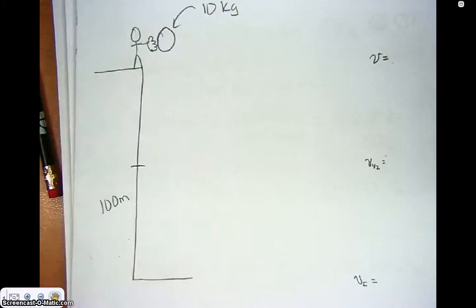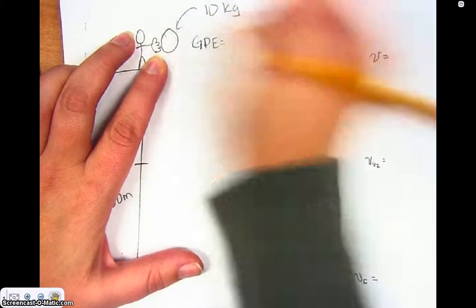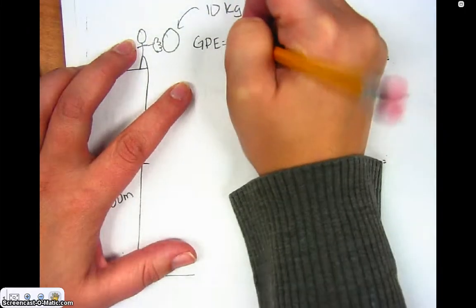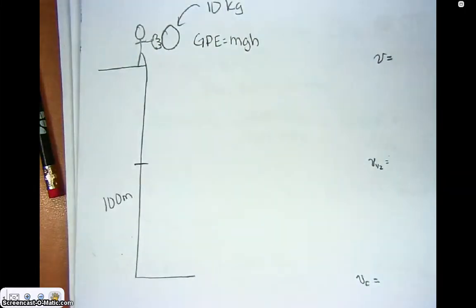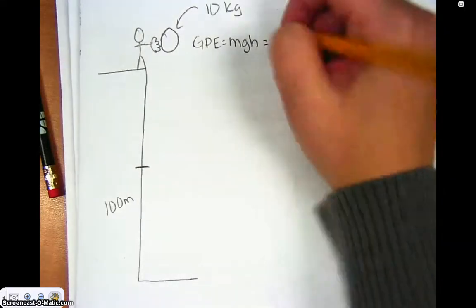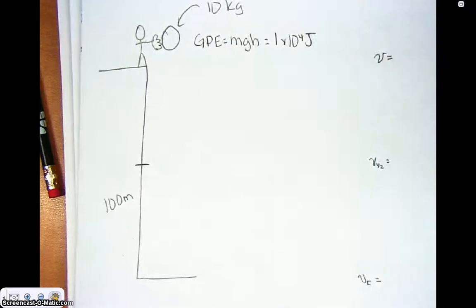So right here at the top, I have done some work in order to lift this object up to the top of this cliff. And so I have therefore stored energy in that object that is gravitational potential energy. And remember that gravitational potential energy at any instant is equal to mg times the height above the relatively lowest position. It doesn't always necessarily have to be the ground. So if we wanted to calculate that, we're just taking 10 times 100 times 10. So I actually get 1 times 10 to the fourth, or 10,000 joules.